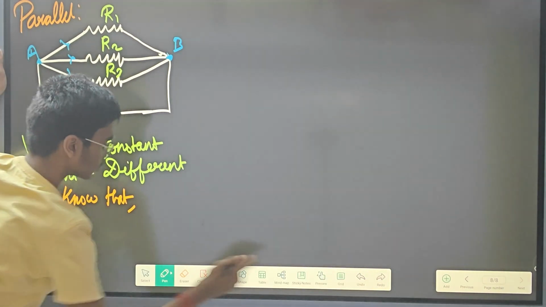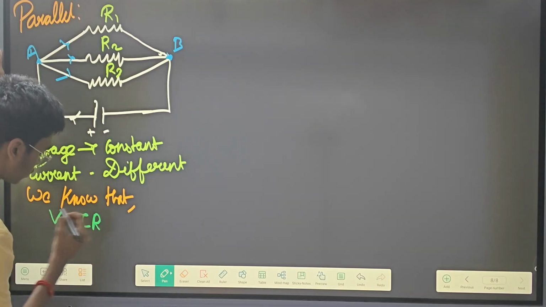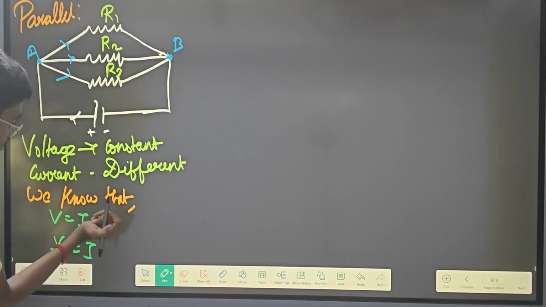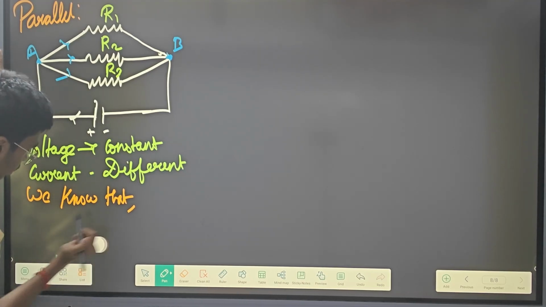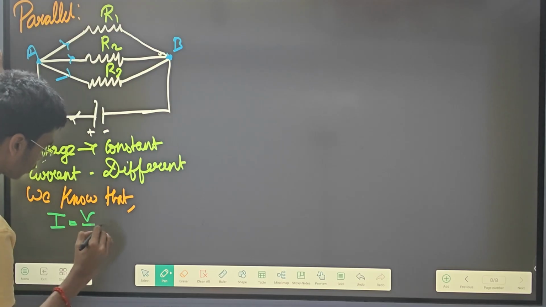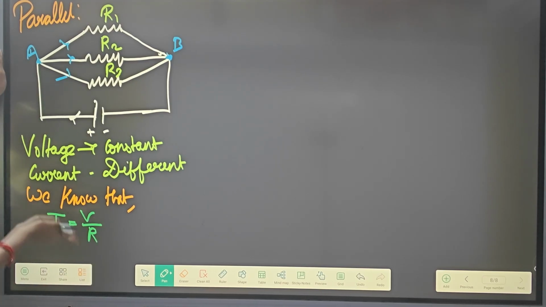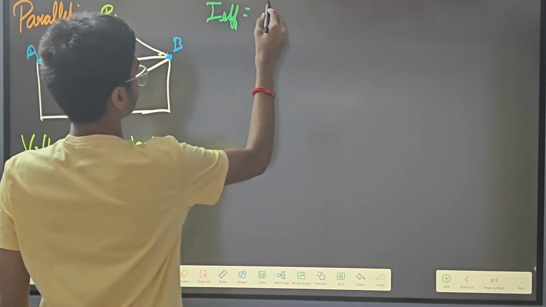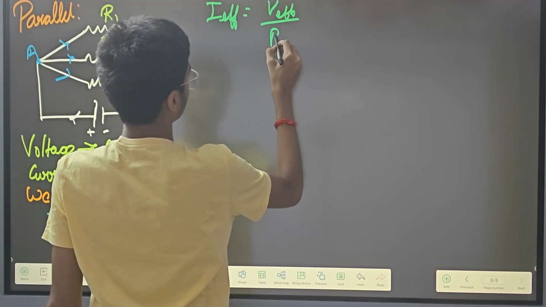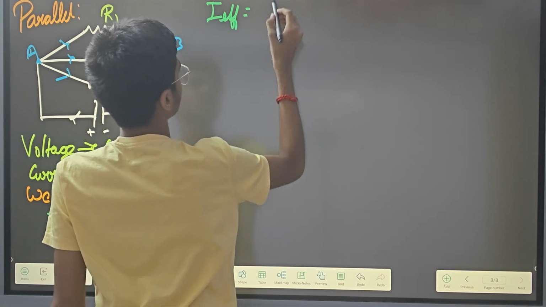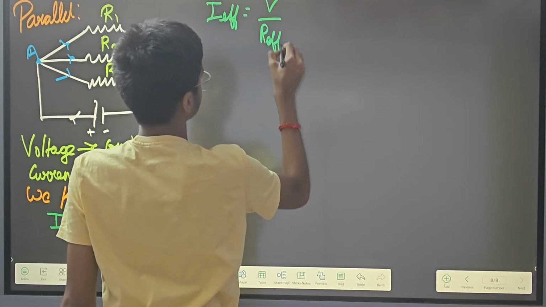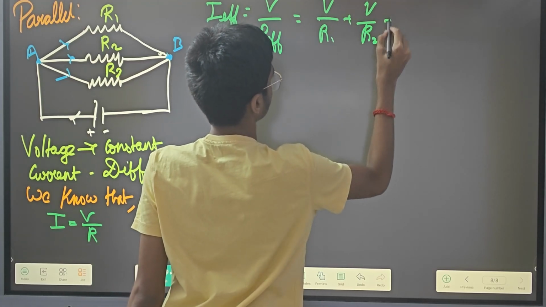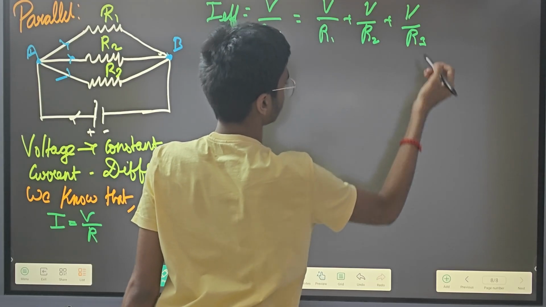So V is equal to IR, so V by R is equal to I. I is equal to V by R. This is something that we know. So from this, what can we write? We can write that I effective, which is equal to V effective by R, sorry, V by R effective, is equal to V by R1 plus V by R2 plus V by R3.